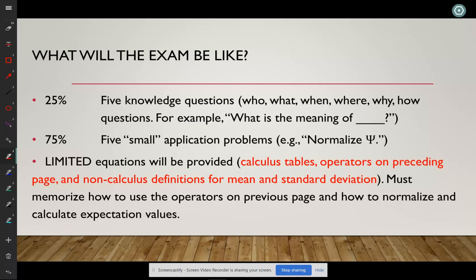So now it's your turn. What questions do you have? What do we need to cover more? Or, God forbid, we can put everything.